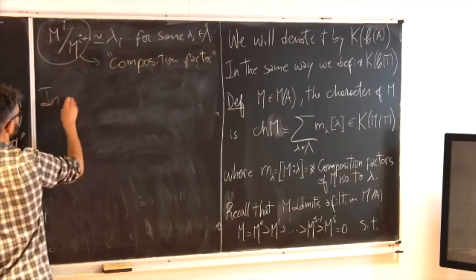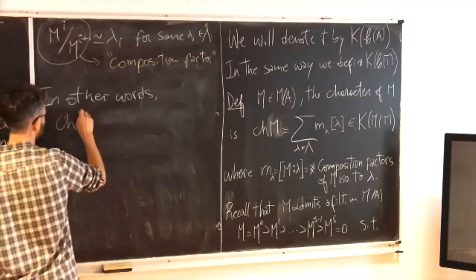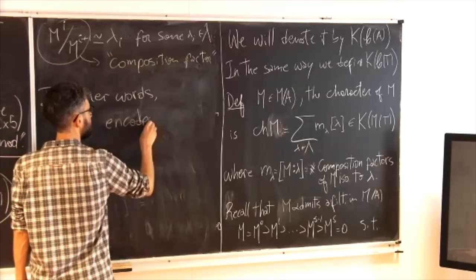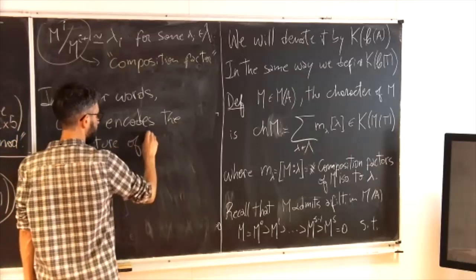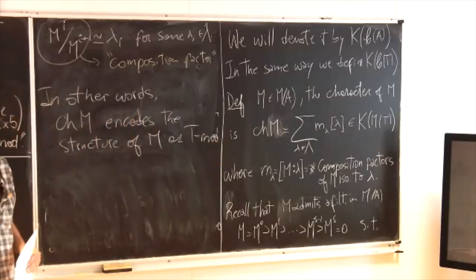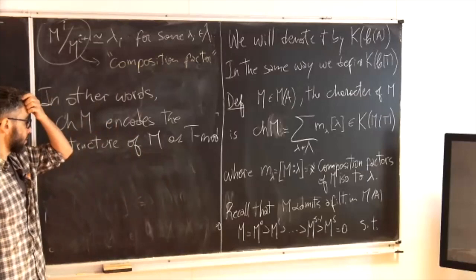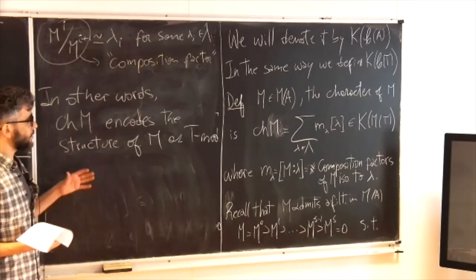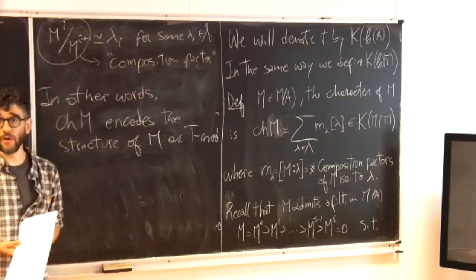So in other words, the character of M encodes the structure of M as a T module, more or less, because that is what we can do to put all the information of this module as T module. We can form this character and we encode this information in this, which is an element in the Grothendieck group of the category.